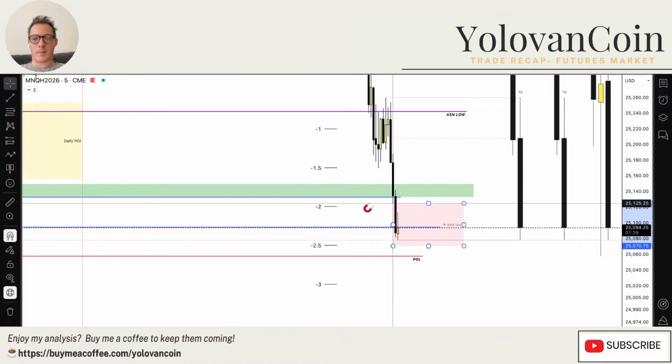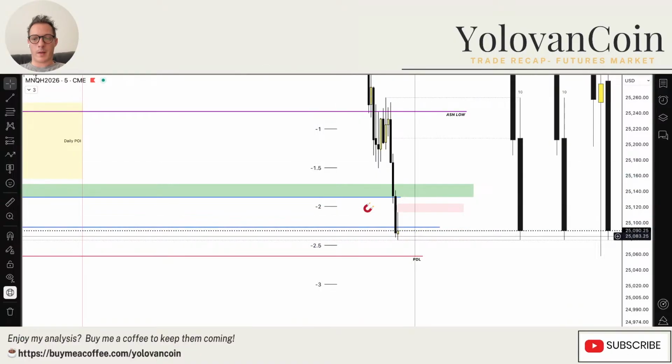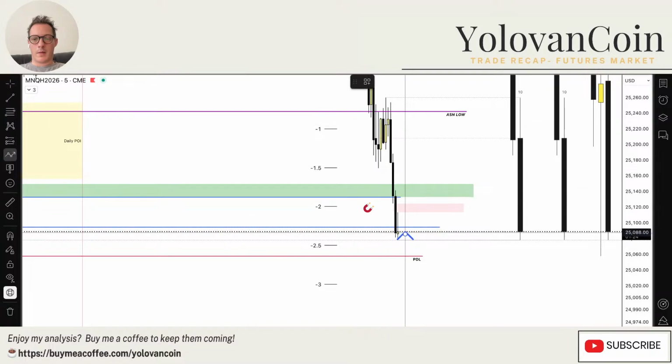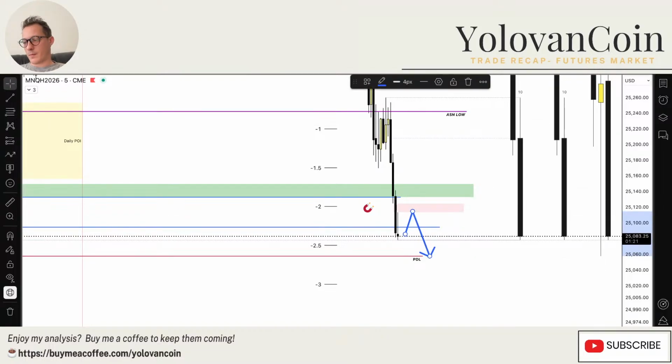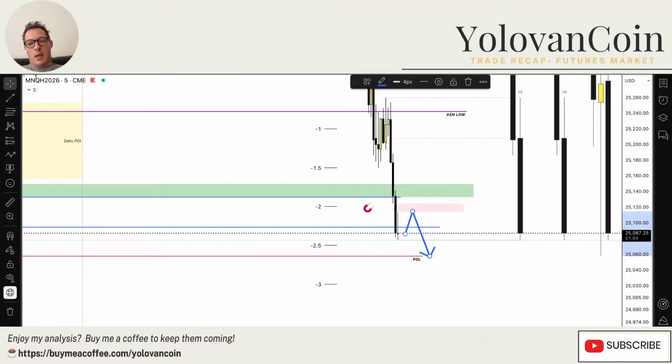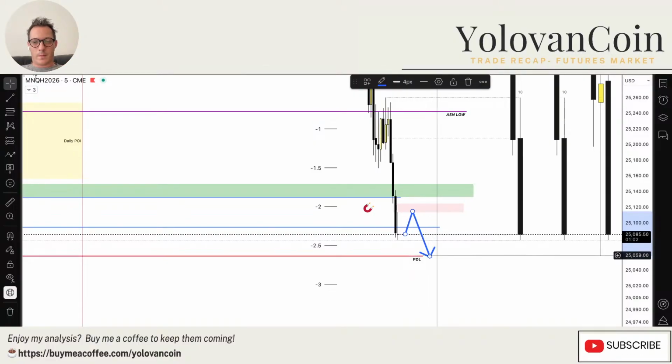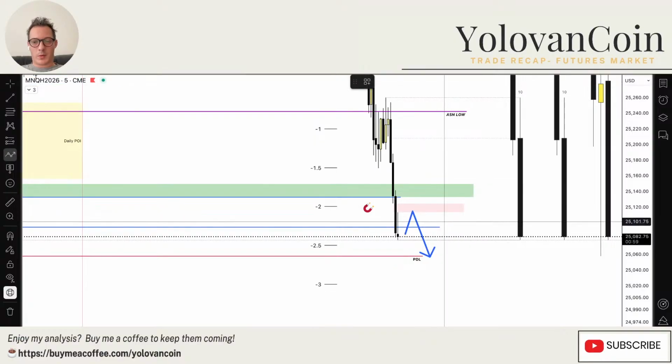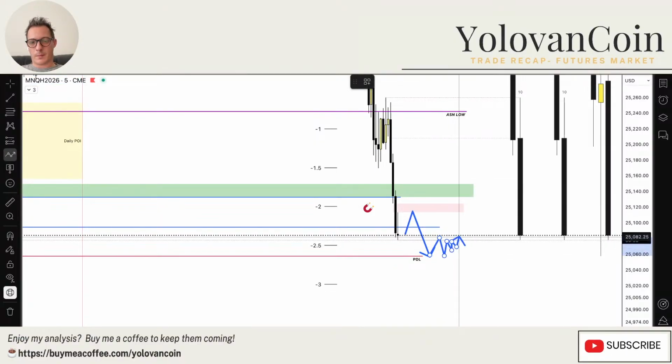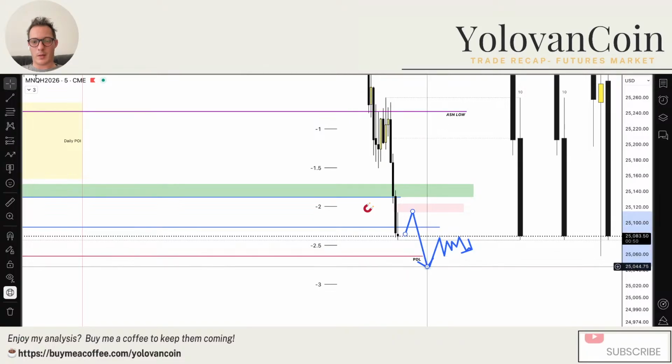Let me just mark. And the price comes back and then goes lower. Yeah, something like this. And then going lower. And after that, let me try to draw. After that, it can be a beautiful time distortion after it took out the daily low.